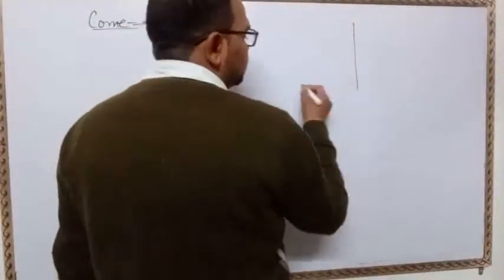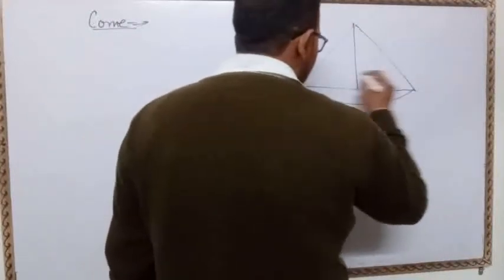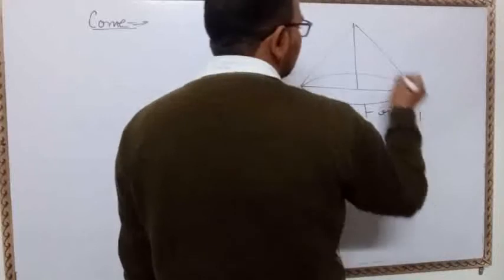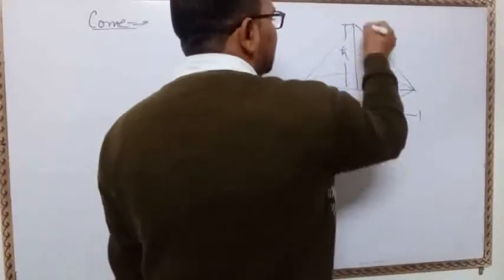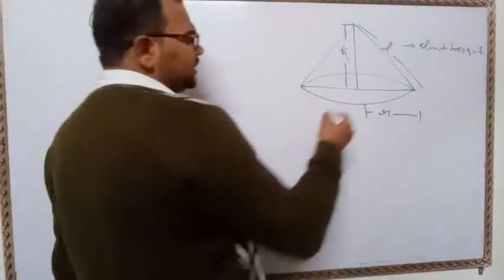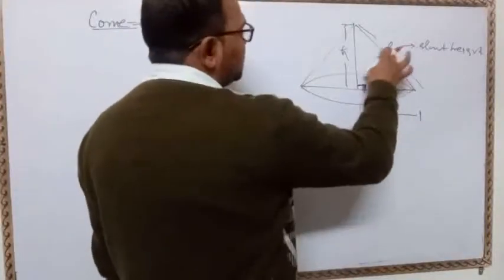Now, come to the next solid, that is cone. Cone is very important. Now we will discuss the cone. Right circular cone, just like a joker's cap. It has radius of base r, height h, and slant height l. L is called the slant height, and h is the vertical height. This is 90 degrees.